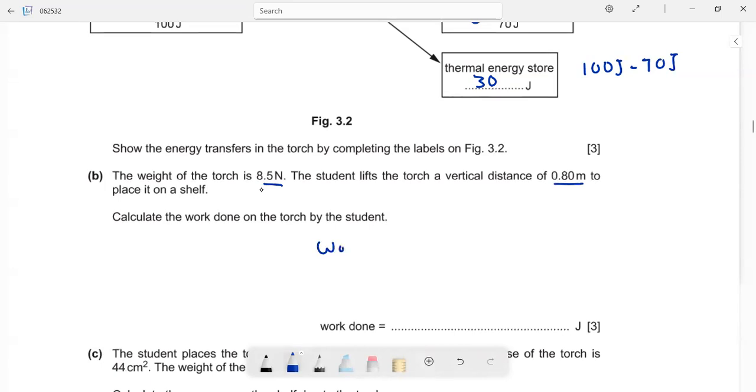So work done can be written as force times distance. Force is 8.5 newtons and the distance is 0.8 meter. So when you multiply, you'll get 6.8 joules.